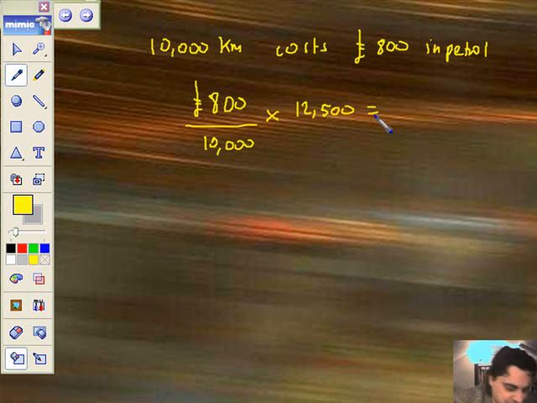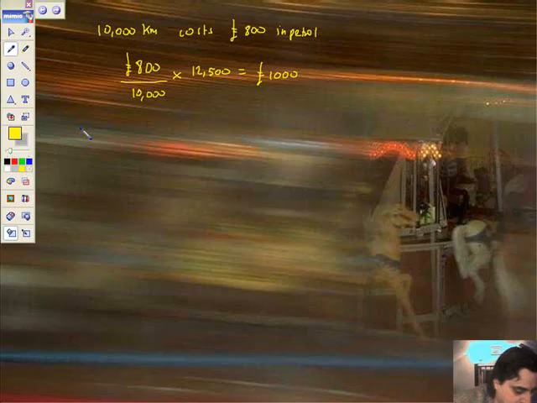I can of course cancel zeros, but I'm really not going to do that. I've got a calculator. So 800 divided by 10,000 multiplied by 12,500, and that's going to cost me £1,000. All I did was punch that into the machine, and the answer's in pounds because I've used the 800 directly as pounds and not pennies, because it wouldn't make sense to do so.